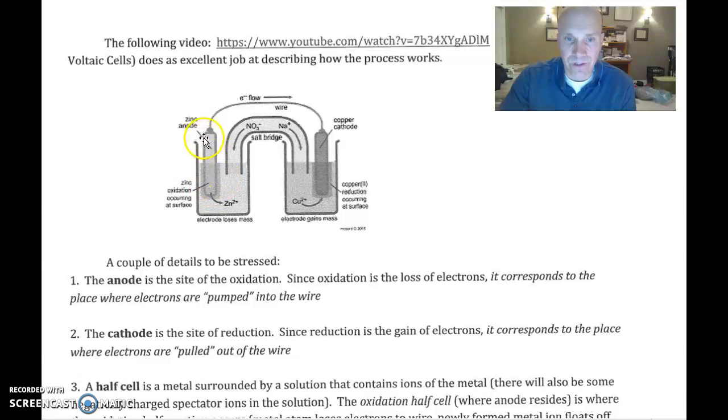Once zinc loses its electrons, those electrons can flow through the wire and eventually combine with the copper ions that are in solution right here to become copper metal that gets created on the surface here, right? So the cathode is the side of the reduction. The reduction is actually occurring in this side right here, so that's considered the cathode.